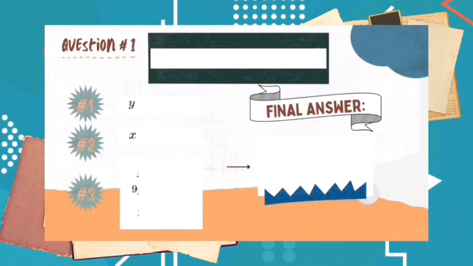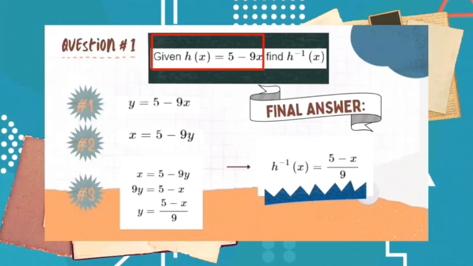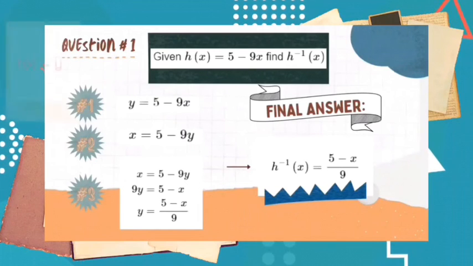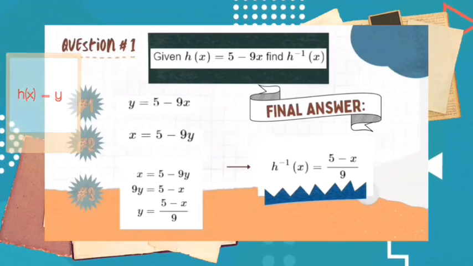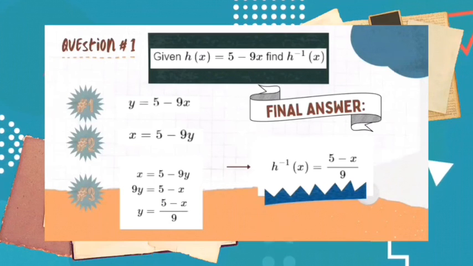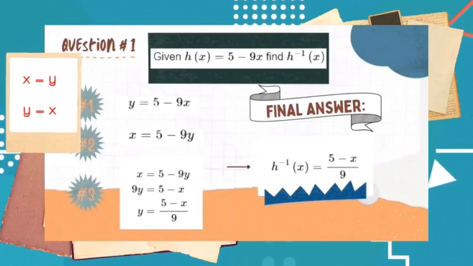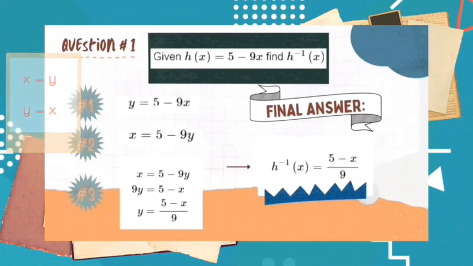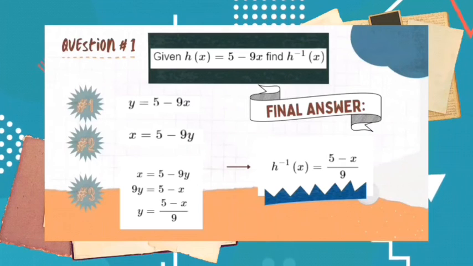Question number 1. You have the given h of x equals 5 minus 9x. Find its inverse. Step 1. Rewrite h of x as y. Step 2. Replace all the x in the equation with y and vice versa. Step 3. Solve for y.